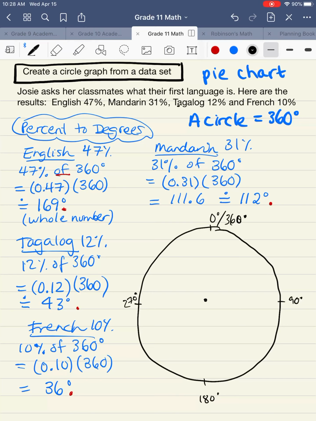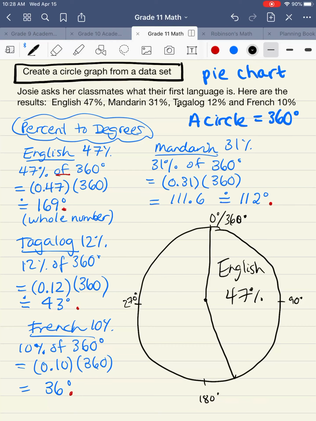Okay, so I'm going to start off with English. English, we have 169 degrees. And I'm going to start off here. At 0 degrees, I'm going to go around clockwise and not quite to 180. So 169 degrees, let's say that is about here. That means this big chunk on the right, this is English as the first language, and 47%.